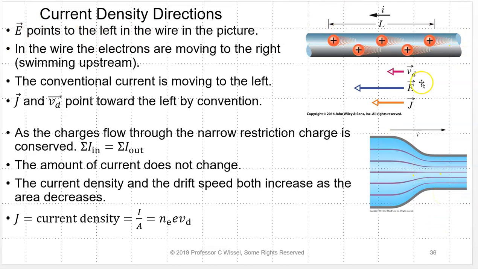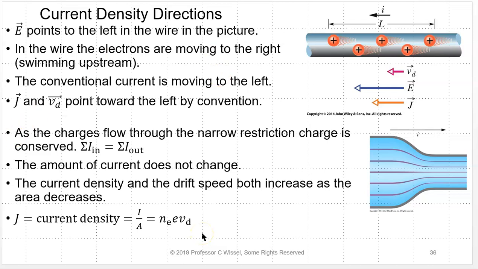So in this picture up here at the top, the electric field is pointing to the left in the wire in the picture. In the wire, of course, the electrons are moving to the right. They're swimming upstream. The conventional current is moving to the left. And J and v_d point toward the left by convention. In other words, they follow the direction of the conventional current, which remember is the hypothetical flow of positive charges.